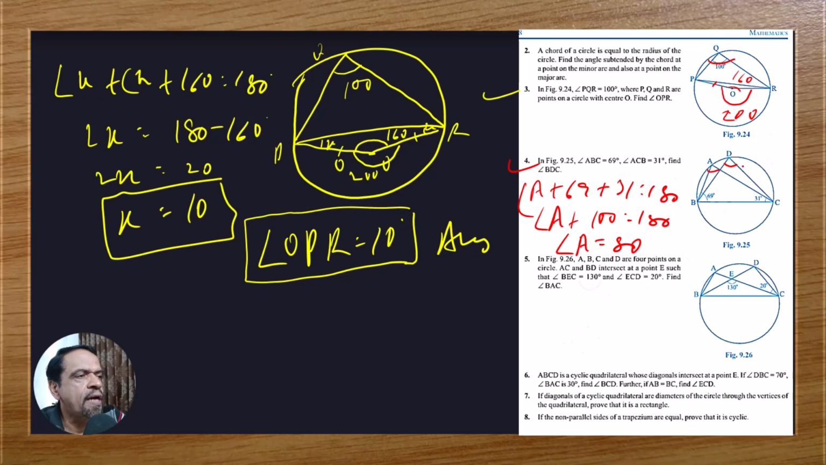Now see angles in the same segment. We saw the property. Angles in the same segment means angles subtended by the same arc. They are facing the same arc, so they are equal in magnitude. So A is 80, and BDC will also be 80 degrees. The rest of the questions are easy. You can try to solve them. If you have any doubt, you can write in the comment box.